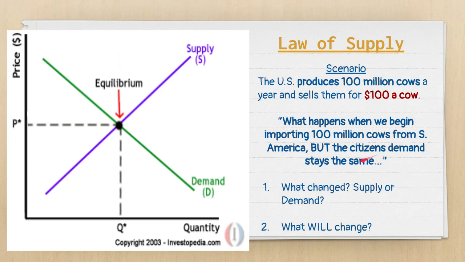Even though I say citizens' demand stays the same, imagine in a typical world what would happen is price would go down, so people would start buying more of it. Now this is a variable that I've just introduced. We're going to go more in depth into these types of variables, but that's the kind of critical thinking you need to do when we're talking about supply.